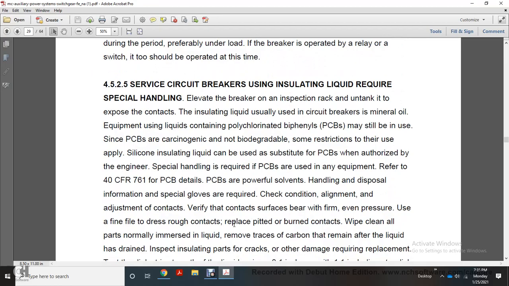Service circuit breakers using insulating liquid require special handling. Elevate the breaker with a breaker inspection rack and tank it from the scope of the contact. Insulating liquid usually used with a circuit breaker is a mineral oil.